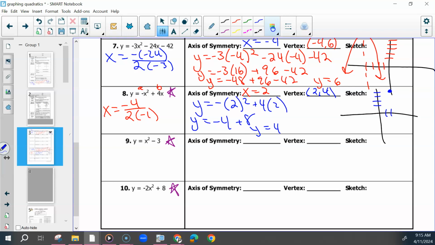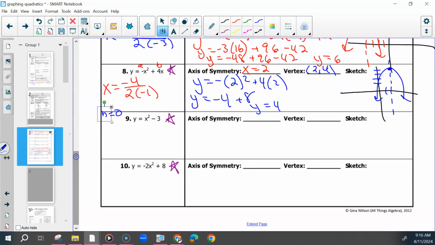Would this face up or down? Down. And then in number 9, what are we missing there? B. So when you're missing B, you're going to set B equal to 0. So then if I set up that equation, what would it look like?